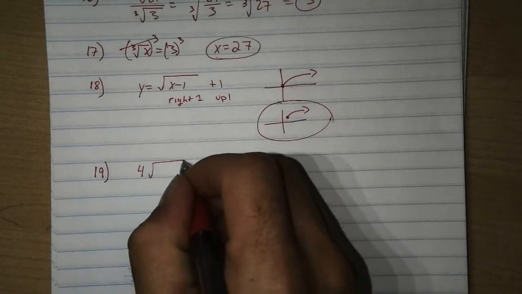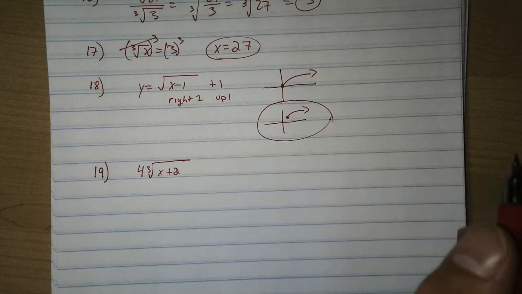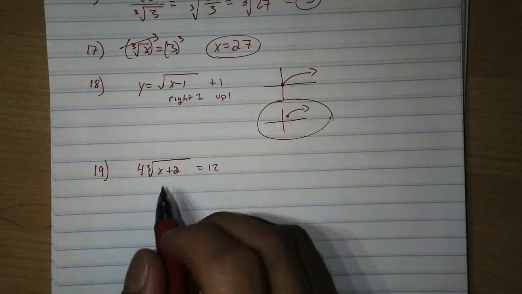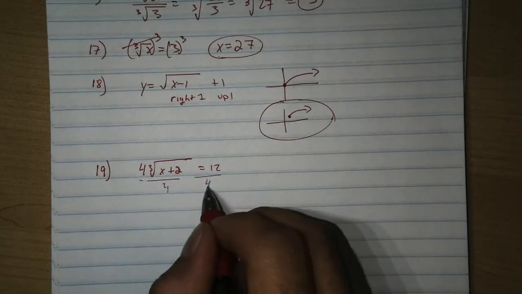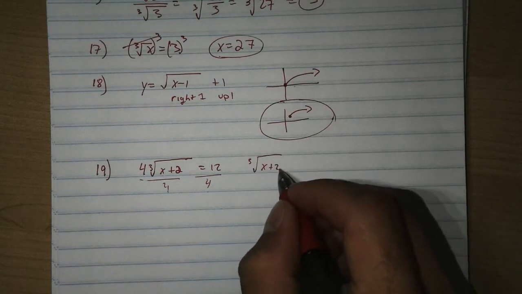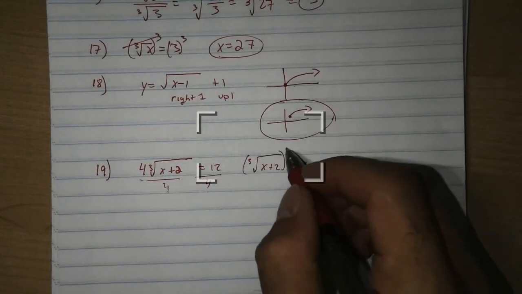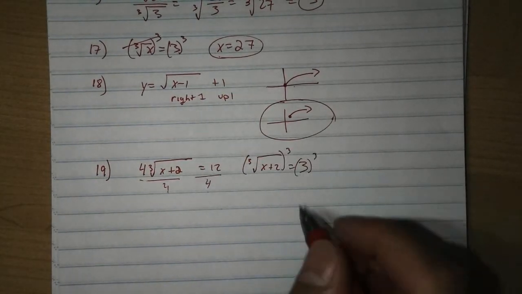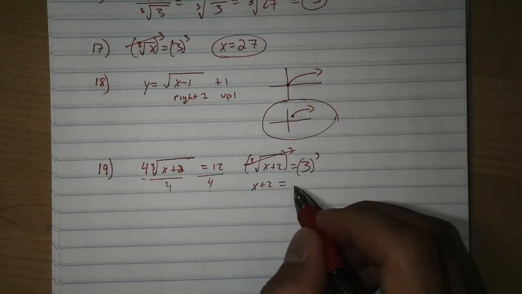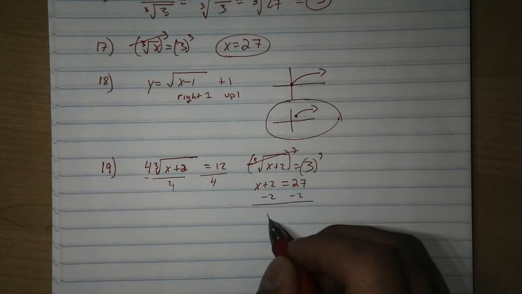For 4 times the cube root of x plus 2 equals 12, we'll divide by 4. The cube root of x plus 2 equals 3. Cube both sides. 3 cubed is 27, minus 2, x equals 25.